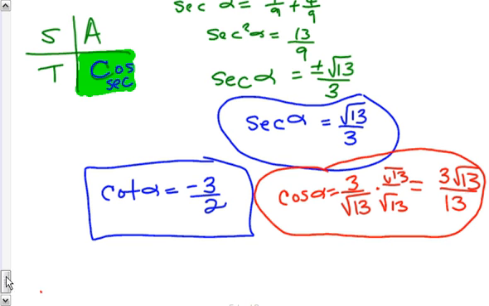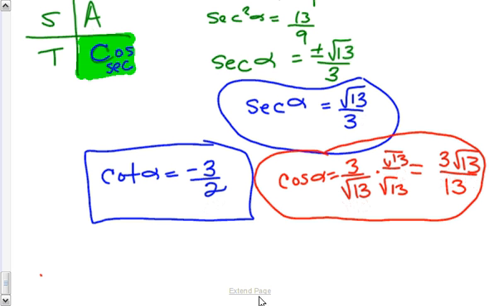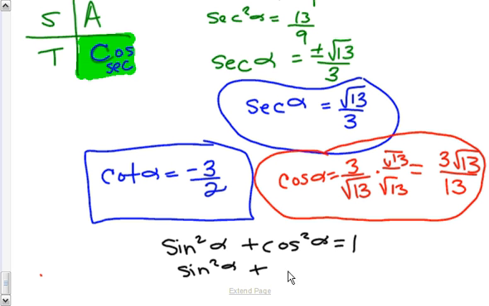And use the identities to find the sine. Remember, you're using the identities here. I'm going to use cosine squared plus sine squared. Which one of these do I know? I know cosine. So I have sine squared alpha plus 1 times 3 square root of 13. I need to square that.